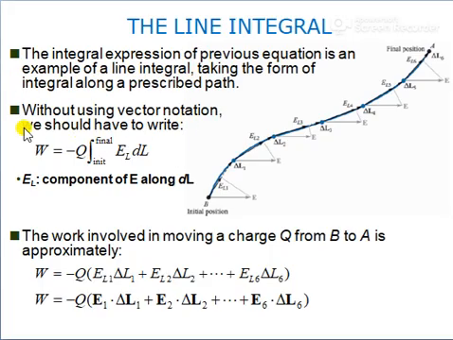That is the equation I showed in the previous lecture. It takes the form of an integral along a prescribed path. So this is the path we can take here, where the initial point is B and the final point is A.